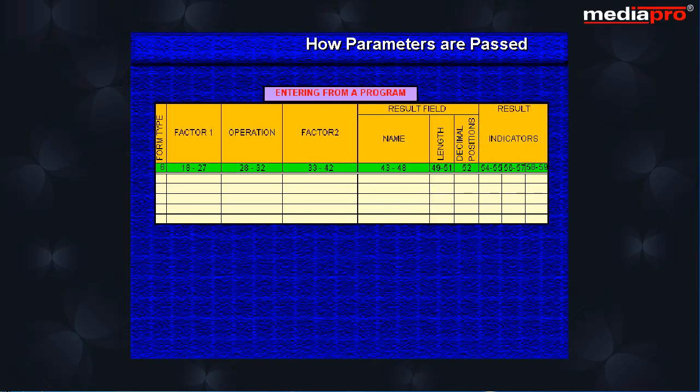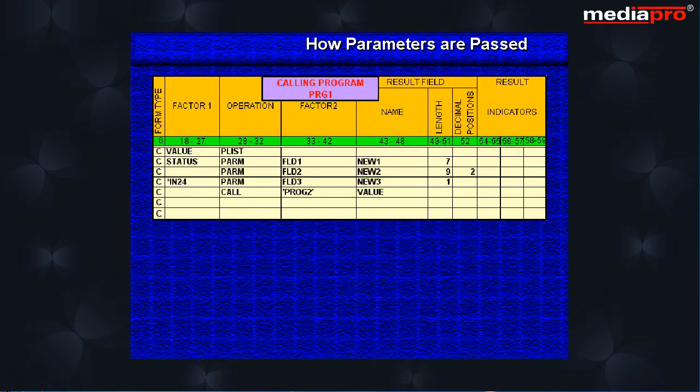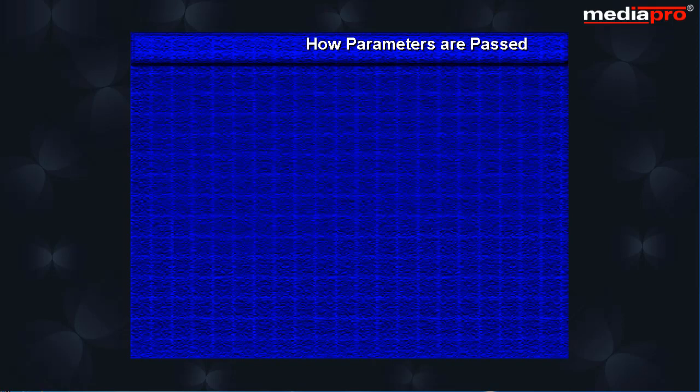When entering a program, the system copies the values from the result field into the factor 1 field for each parameter. Following these rules, when the called program completes and passes control back to the calling program, the contents of factor 2 of each parameter operation are copied to the result field. Similarly, when control returns to the calling program, the values of the result field are copied to the factor 1 field. One important point to note here is that when constructing parameter lists, all the fields to be passed in both directions must be included.